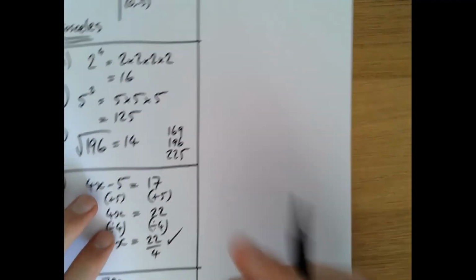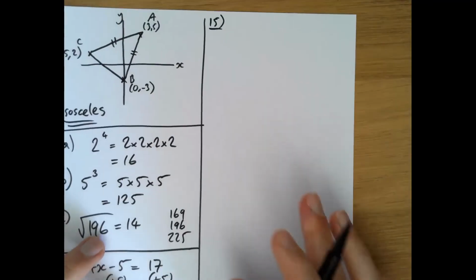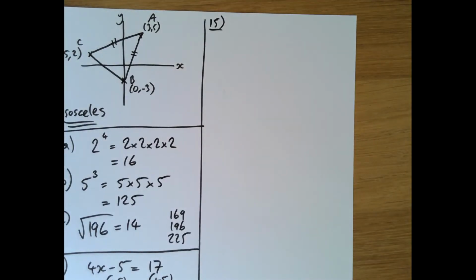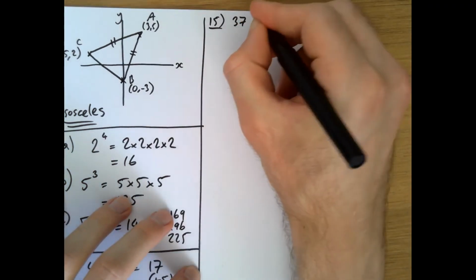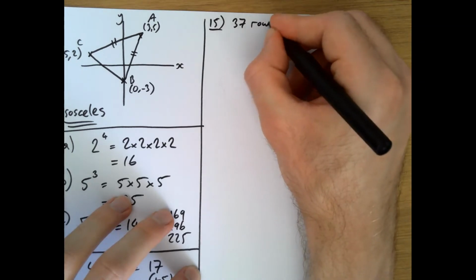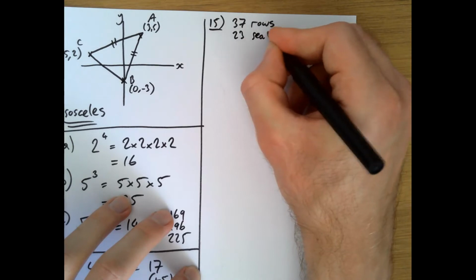Okay, number 15. Let's have a look at this one. Cinema, 6 marks. Here it goes. 37 rows of seats, 23 seats in a row.